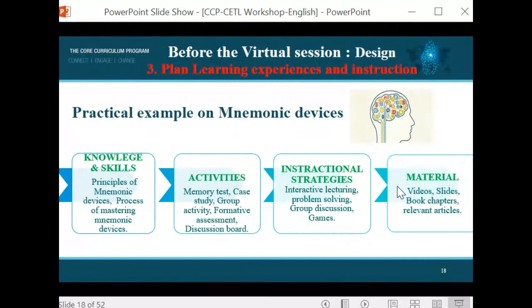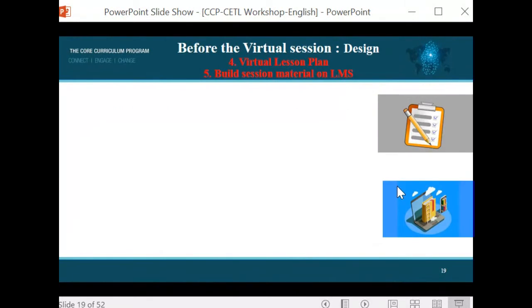Finally, I plan to include some videos, slides, book parts, some relevant resources on the same topic. So now we finish the 3 steps of the backward design. After I applied the 3 stages of the backward design on my virtual session, and just before the live virtual session, I found it logical to go through a 4th stage, which is the preparation of the virtual lesson plan with specific criteria, and the 5th stage, which is to build the session material on the LMS.